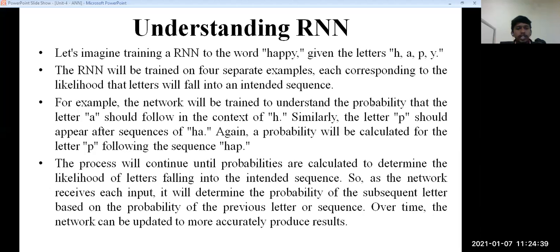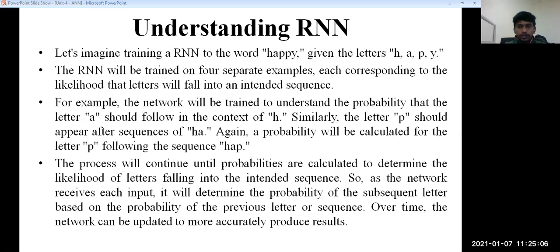Over time, the network can be updated to more accurately produce results. Initially, it may take time to process and understand the probabilities. But once the algorithm learns from the behavior of this concept, in the upcoming stages, whenever you provide such inputs, it may automatically understand the sequential flow and provide better results. That is the advantage of these artificial recurrent neural networks.